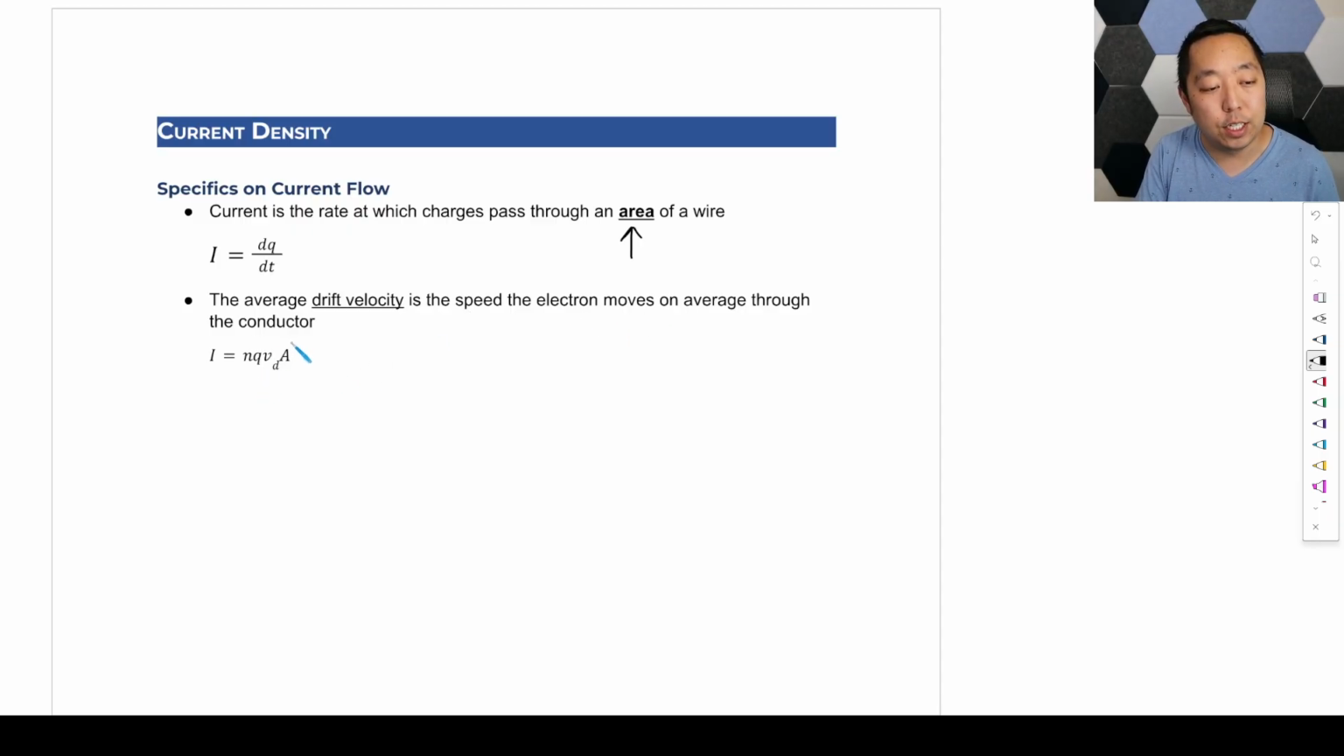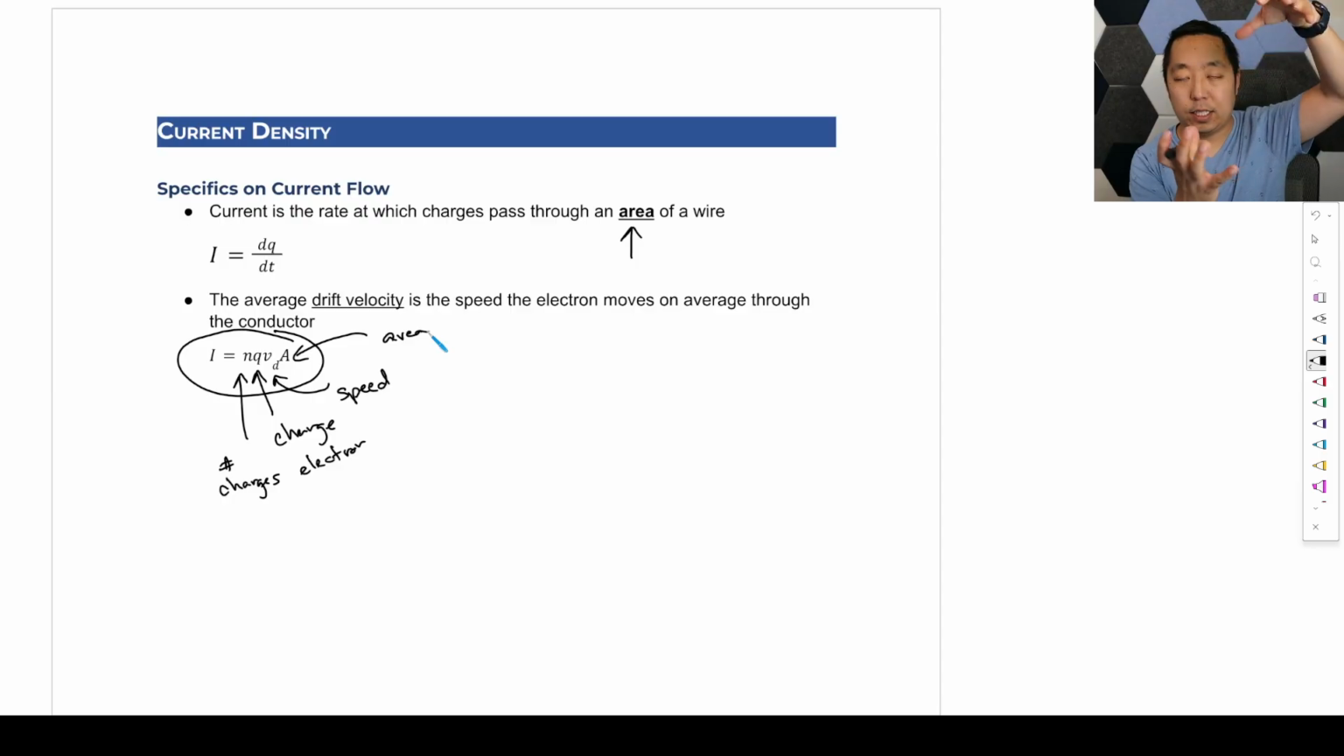And so if you see charge, you can think of it as, oh, this is the number of charges, right? Q is the charge of an electron. V is like the speed, right? The drift velocity, and then this is an area.